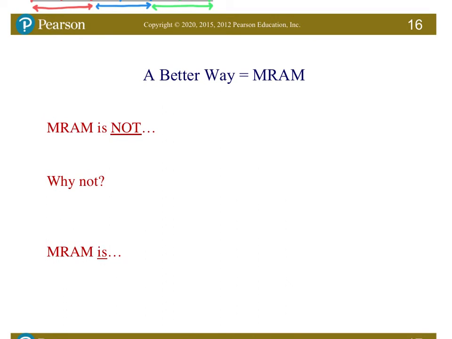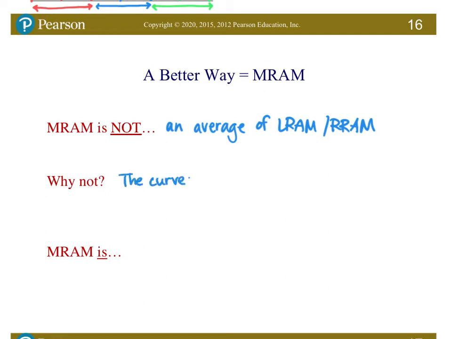So what MRAM is not, and this is a common misconception, is an average of LRAM and RRAM. That's a separate thing. We did that yesterday, and we did not get 13.25. So the reason is that these curves are not equally distributed along the interval.